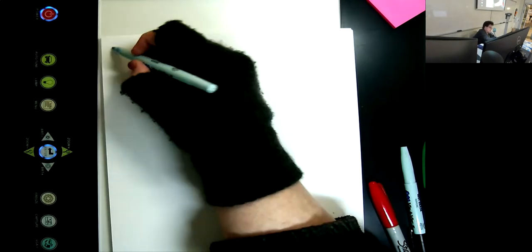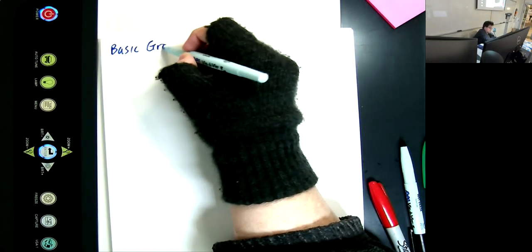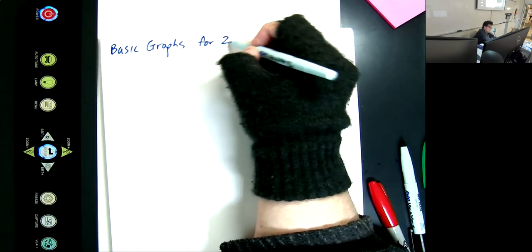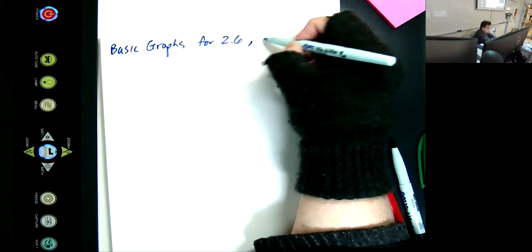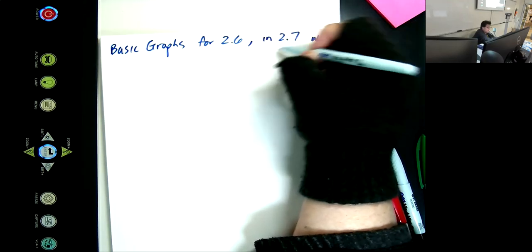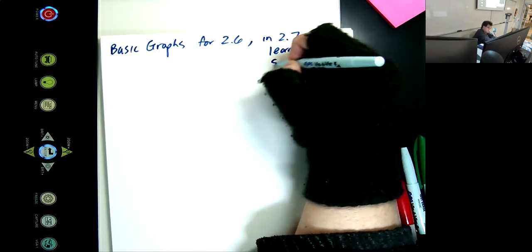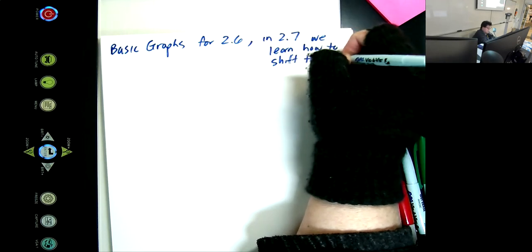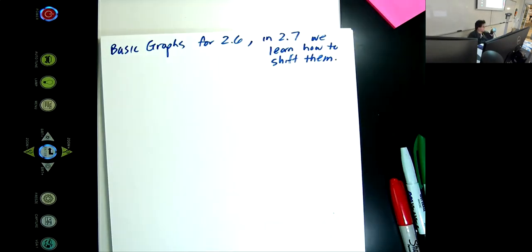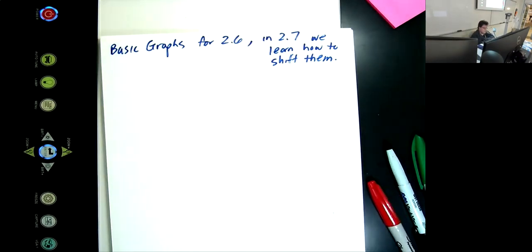So the idea here for the following graphs, we're going to do the basic shapes, basic graphs for 2.6. We're going to do a bunch. And in 2.7, we learn how to move the basic graphs all over the page, how to shift them. But the ideas for the basic graphs translate to the shifted graphs just as well. So if you learn the basic graphs, you can't go wrong later on. The first basic graph is called the identity graph.